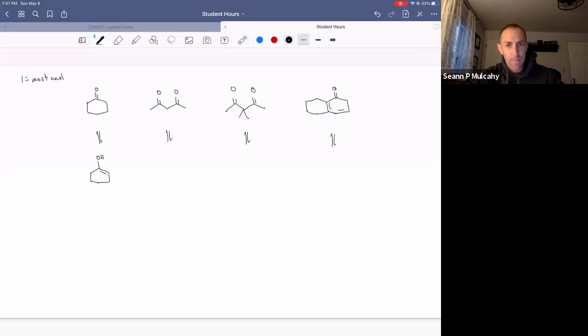Where's the enol going to form? You got multiple positions that have alpha protons, right? You got an alpha proton there, 2 alpha protons there, 3 alpha protons there. What's the most stable enol form for that molecule? The one in the middle. So our enol is probably going to be something that looks like this. Okay. How about the third one?